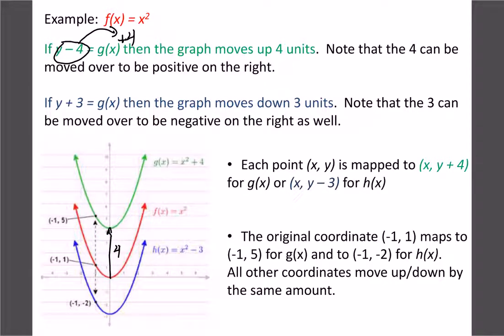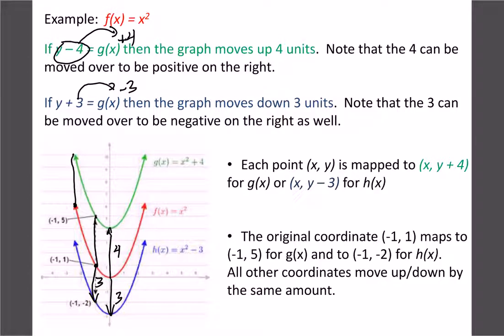But again, it's not just the vertex, it's every coordinate. So you can see this one here is now also up 4, or a coordinate up here has also gone up 4. So every coordinate goes up 4. And the blue one that I have, again, the 3's on the wrong side. So if we bring that over, it would be minus 3. So in this case, we moved it 3 down. And then you can see on the blue graph, all of the coordinates are down 3 units.